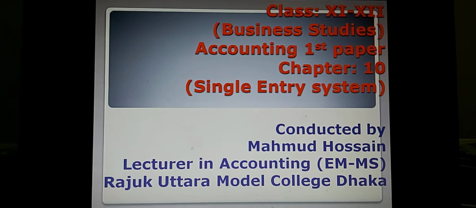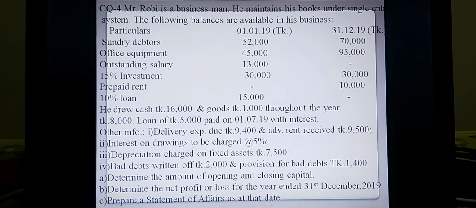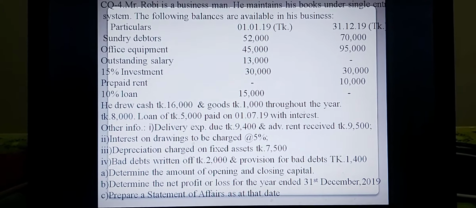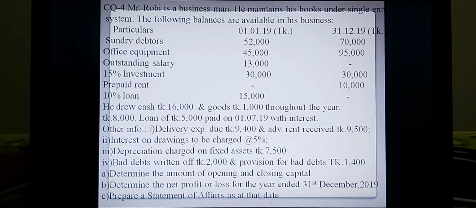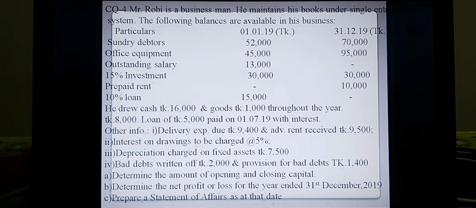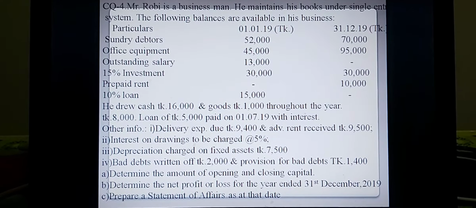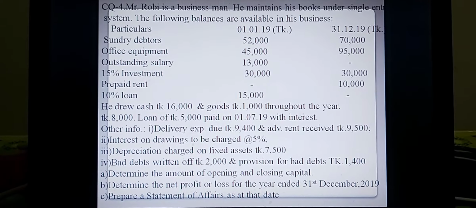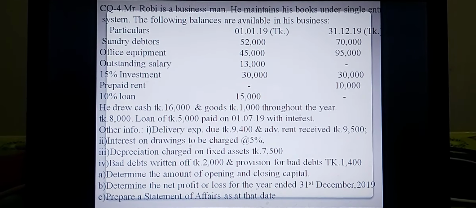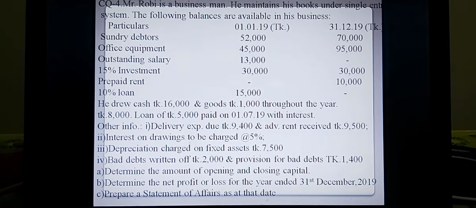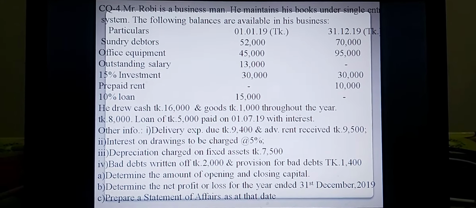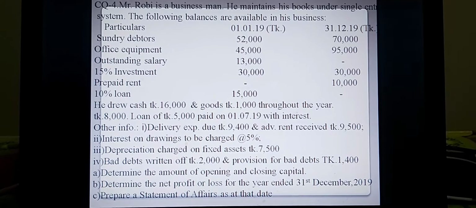Dear students, you are watching the new creative question for this chapter. Now at once you have to write or copy this question. Creative question number 4. Mr. Ravi is a businessman and maintains his books under single entry system. The following balances are available in his business.